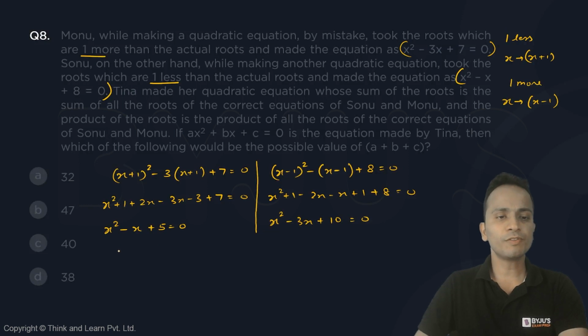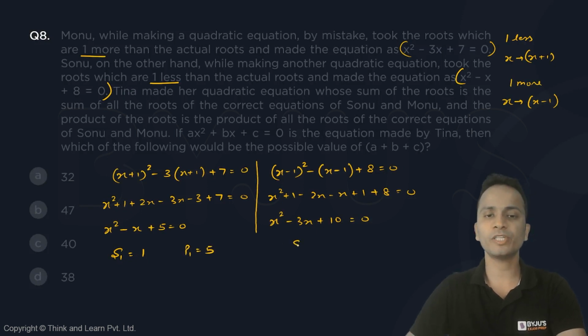Now the sum of the roots of the first equation, I'll call it S1, is 1, and the product of the roots of the first equation is 5. For the second equation, the sum of the roots S2, I can write as 3, and the product of the roots for this equation is 10.